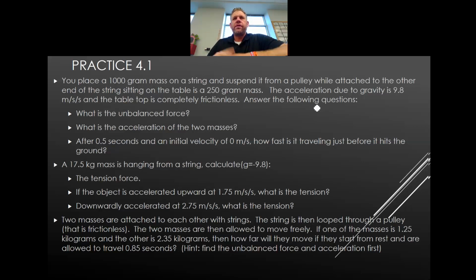Here's practice 4-1 for you. This is due by the end of the day. I'll have an answer key up here for you to look at as you see it, and then run that and try that out.